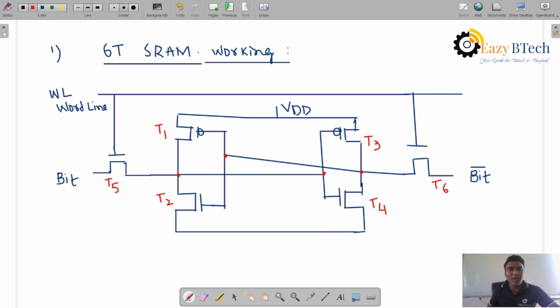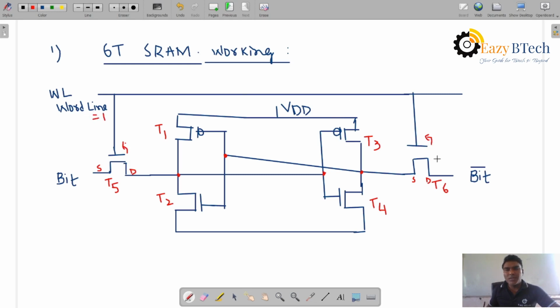Whenever the word line is high, this T5 transistor is on, and the T6 transistor is also on. So whatever the bit data is applied, the complemented is taken, which is passing through the source and drain terminals. This one is the gate terminal of the transistor. When the gate voltage is high, when word line is equal to high, it will be 1.